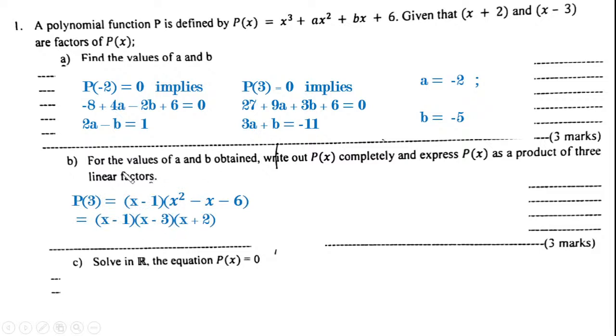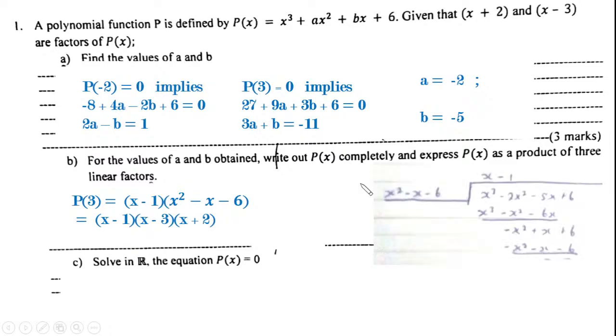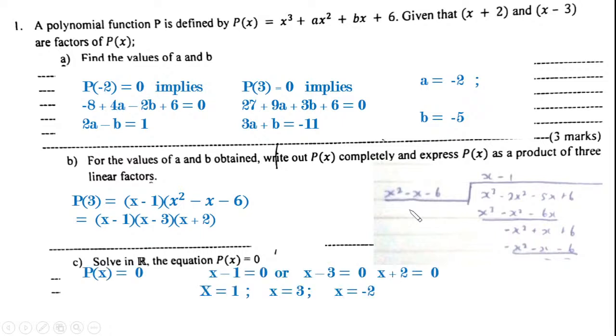Now the second part says that with these values of a and b obtained above, write out p of x completely, expressing p of x as a product of three linear factors. Since x plus 2 and x minus 3 are factors, one factor is left, right? And by testing, we know that factor should be x minus 1. We can do some long division like this, and the remaining factor will be x minus 1, which we can now place here.